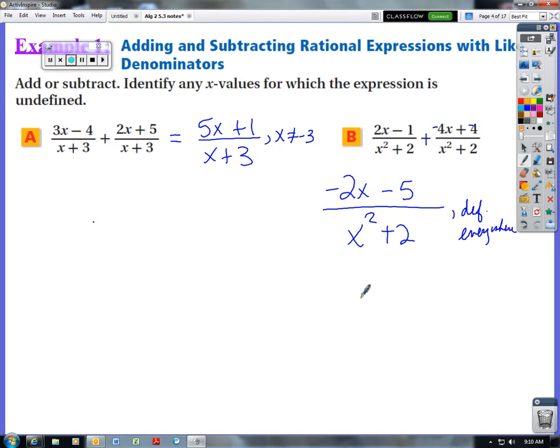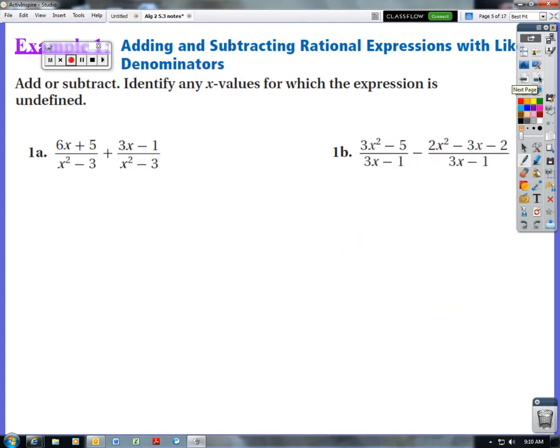Another way you can look at that, if that doesn't make sense, is you can make x squared plus 2 equal to 0 and try to solve it. So we would subtract 2 from both sides. Then we would take the square root, the plus or minus, and the square root of a negative involves i. So you're not going to get a real answer on that one. So it's defined for all reals.